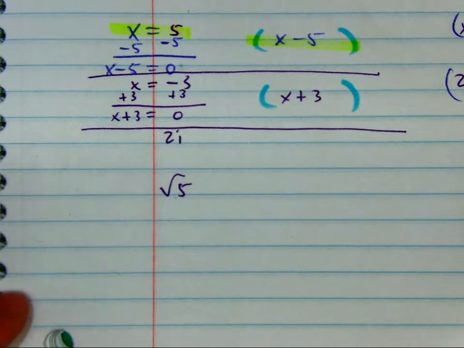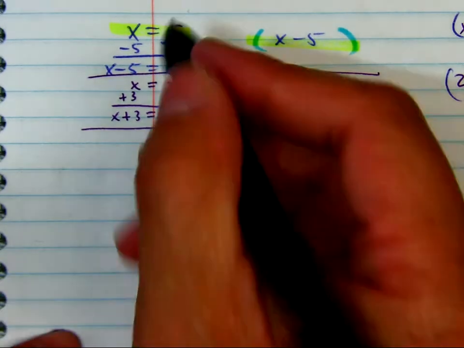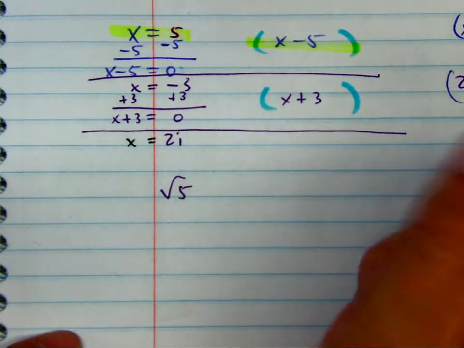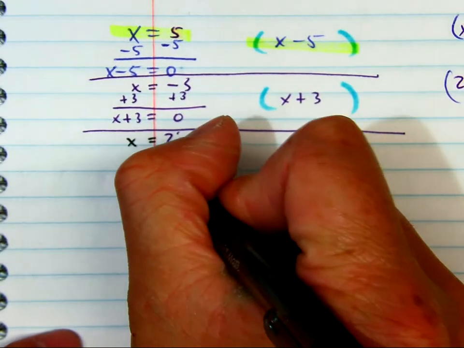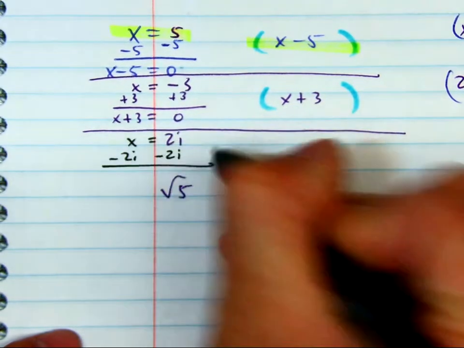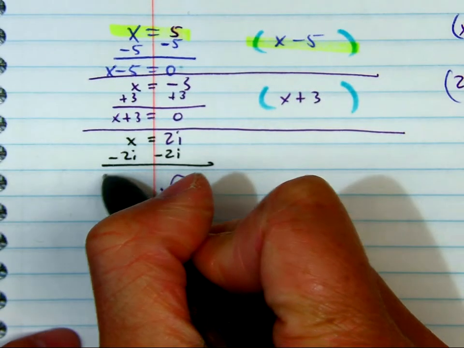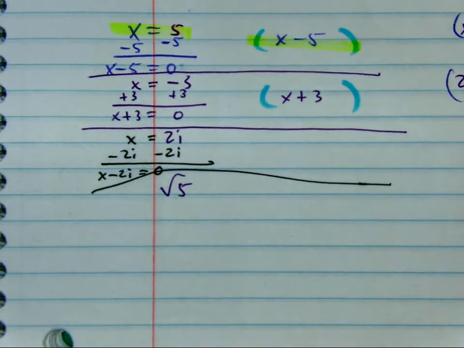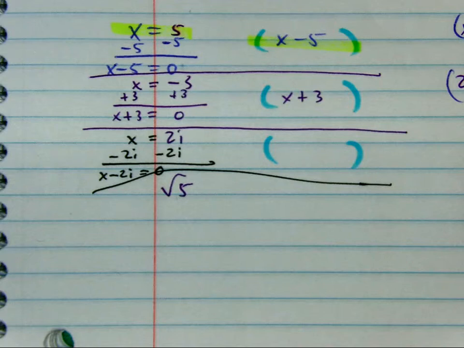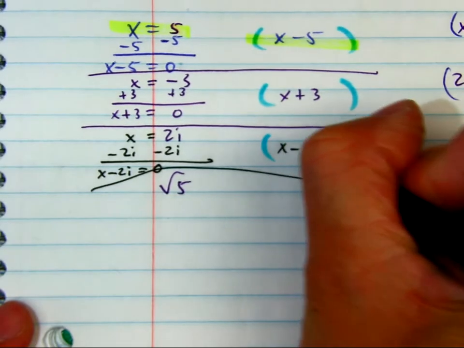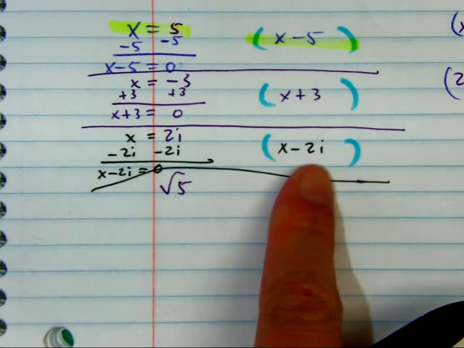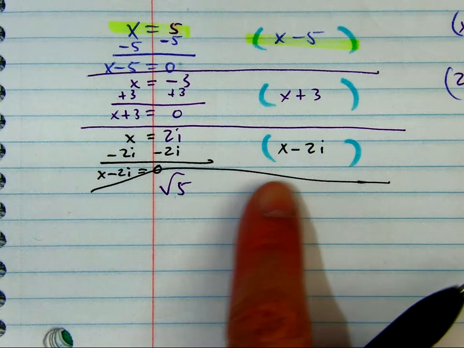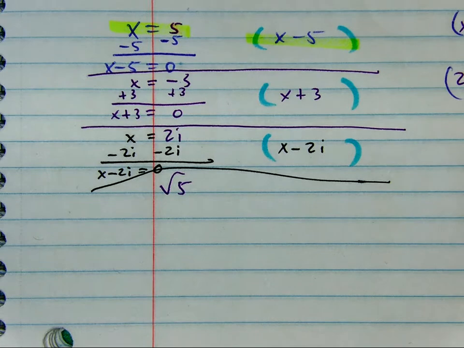I have 2i here. What do I do first? X what? Equals 2i. How do you set that equal to 0? Minus 2i. And what do we get? And what is our answer? X minus 2i. So again, x minus 2i is the same thing as x equals 2i.